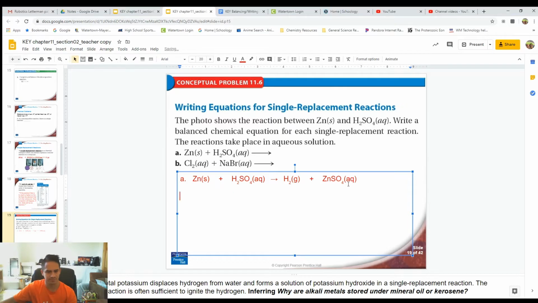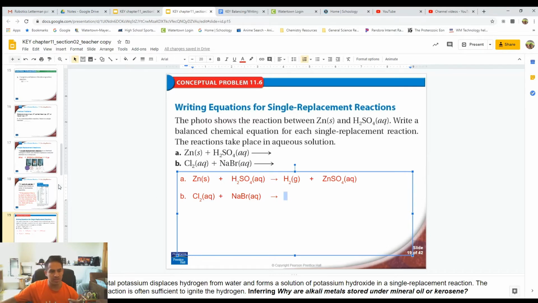So, all right. For letter B, we have Cl2, aqueous, plus NaBr, which is aqueous, right? Now, this one is a little bit weird because this is going to be single replacement, but in this case, we have a nonmetal replacing the nonmetal, right? Or an anion, because chlorine makes a negative ion, replacing the negative ion here. Whereas in the previous examples, it was always the positive metal replacing the other positive ion, okay?